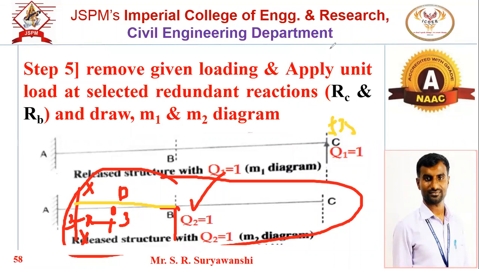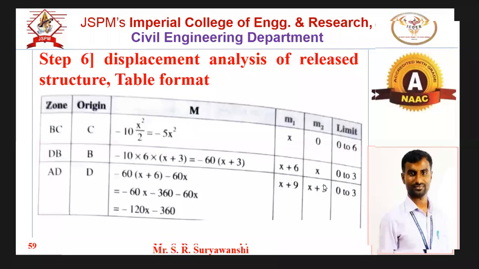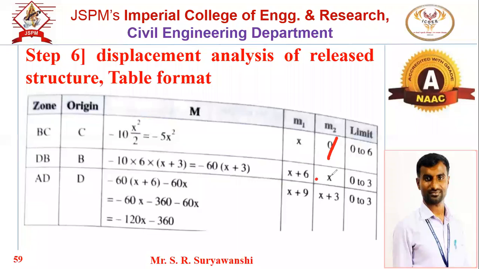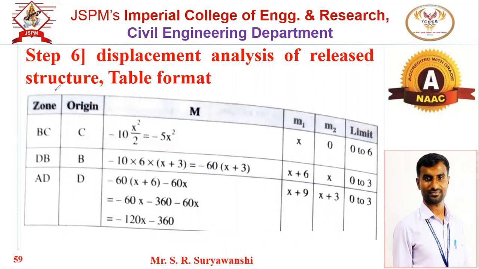So we can say plus x plus 3. Okay. Means for BC zone, M2 is 0. For BD zone, it will be x. And for AD, it will be x plus 3. Means 0, x and x plus 3. If you see the table, yes, 0, x, x plus 3. So these are the bending moment equations. So in this table, what is important? Writing the bending moment equation is very, very important. Okay. So once you're done with this, writing the bending moment equation.